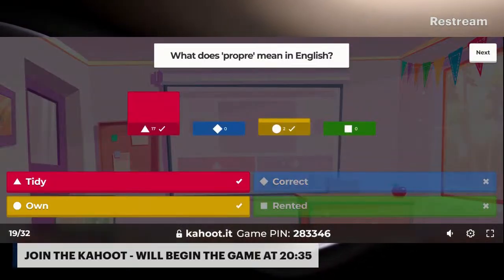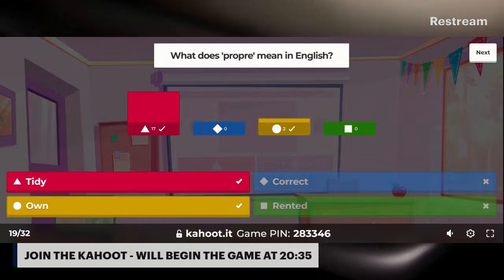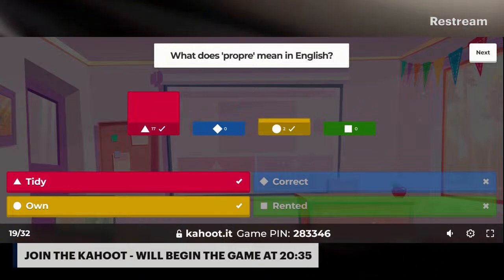And the answer is tidy and own. Could be either. Well done to those in the chat as well.